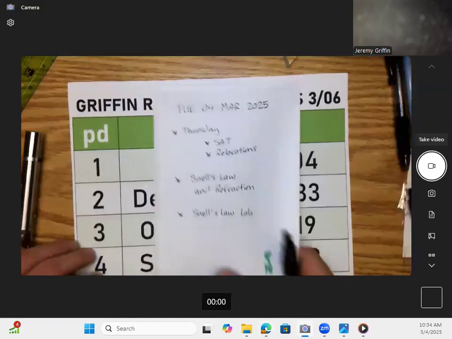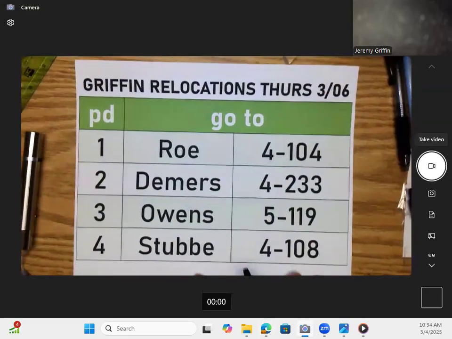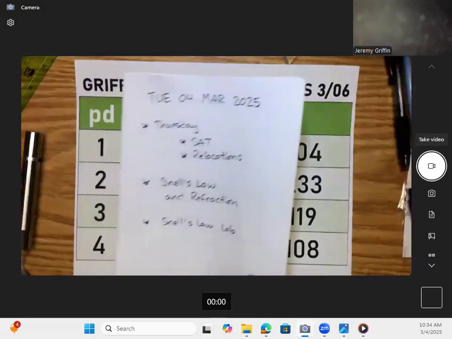Okay, so speaking of relocations, here's my own relocations for my first 4 classes. So on Thursday, in 2 days, you're either taking the SAT or, for the first 4 classes, you're relocating. Okay, you guys got that? All right, and all that information is on Google Classroom.